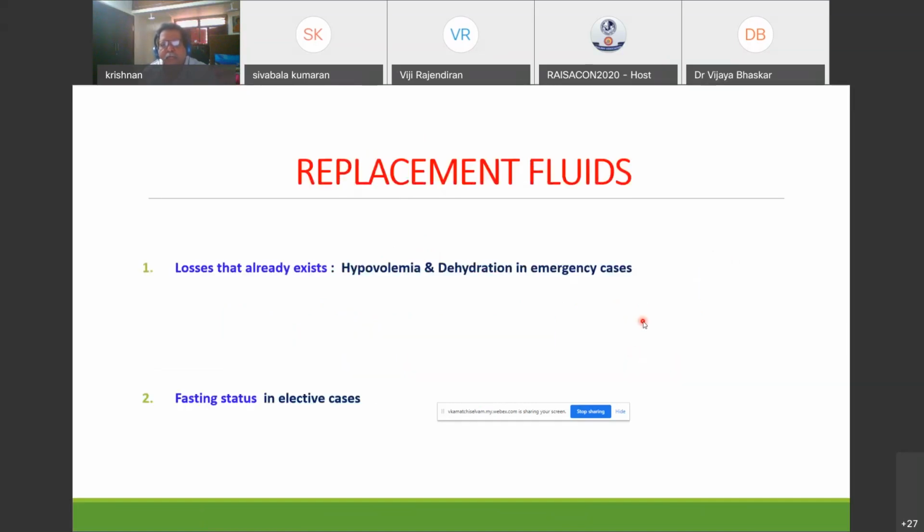So the replacement fluid perioperatively is what we give to replace the losses that have already occurred. If you're going to start the surgery by 9 o'clock, these are the losses that have occurred before 9 a.m. That is the replacement fluid. This could be because of dehydration or any pathological conditions. In emergency cases, it will be hypovolemia and dehydration. In elective cases, the losses will be due to our fasting guidelines.